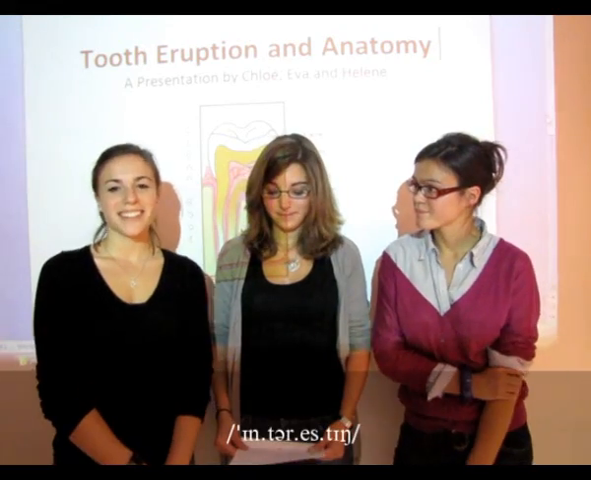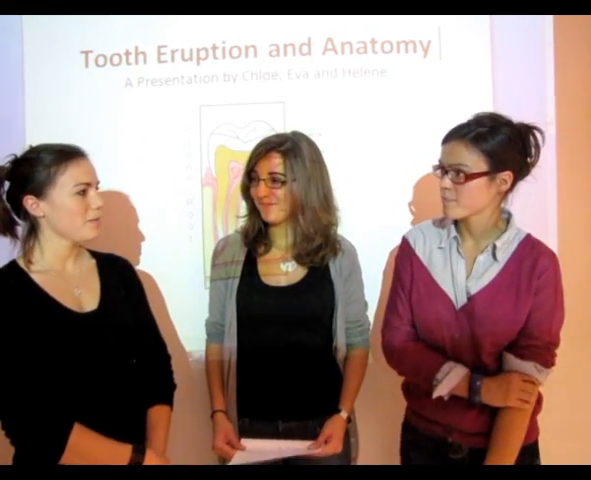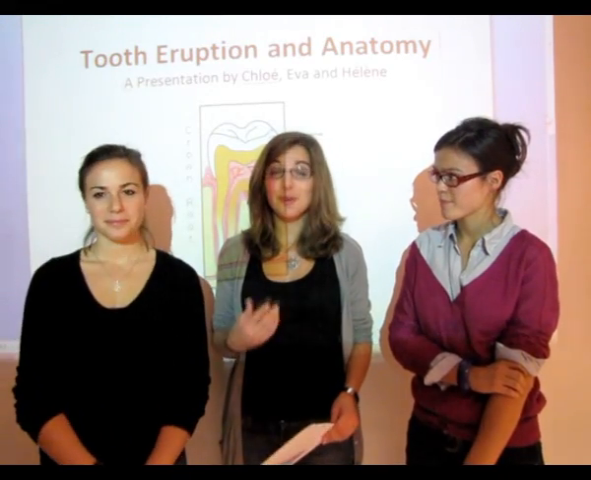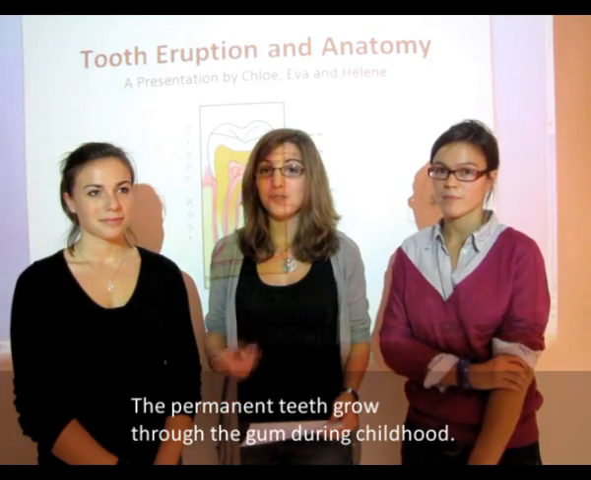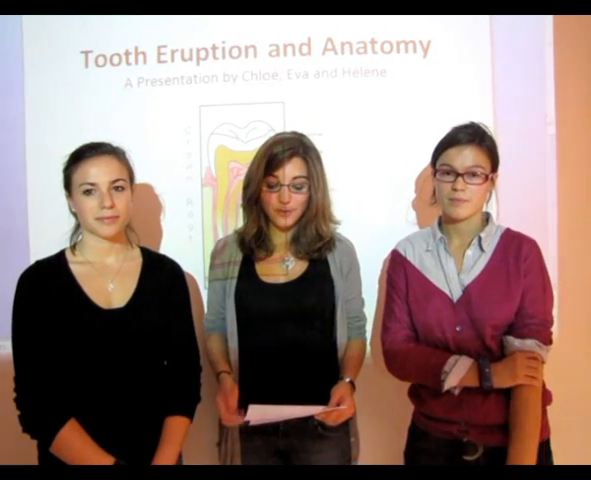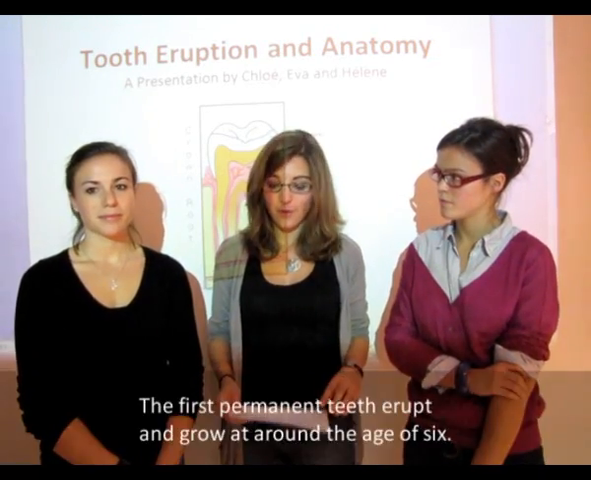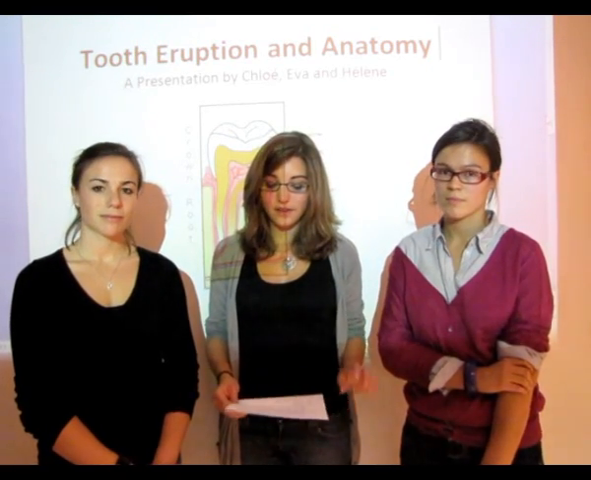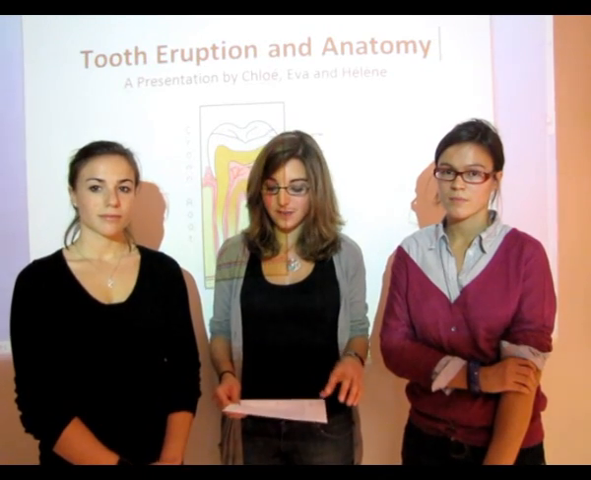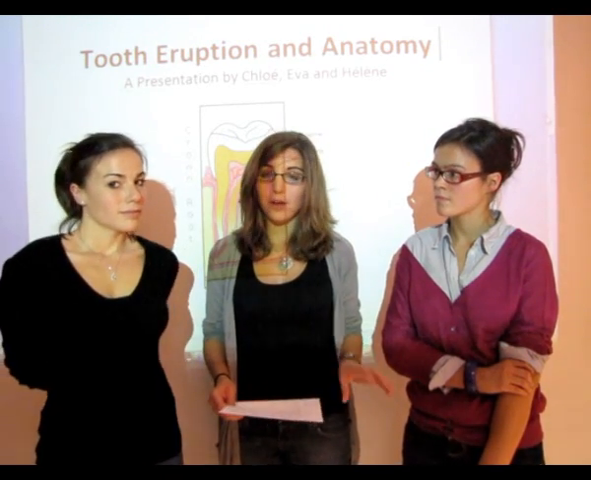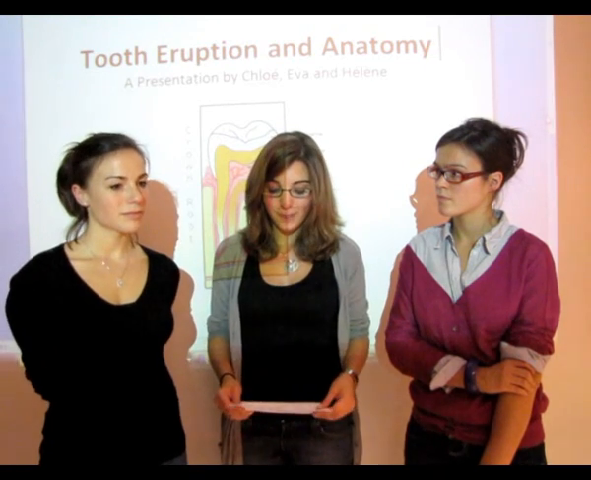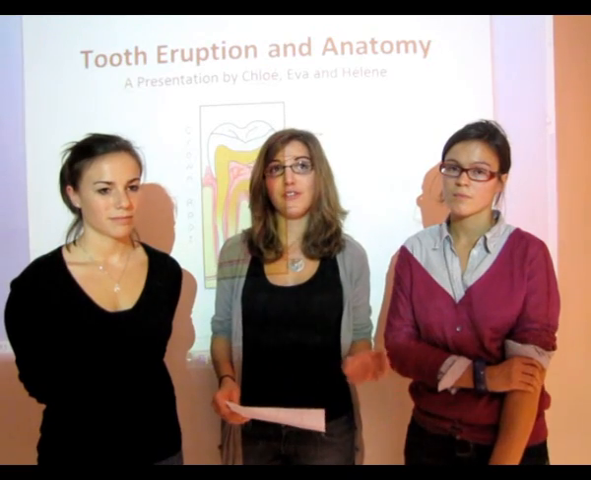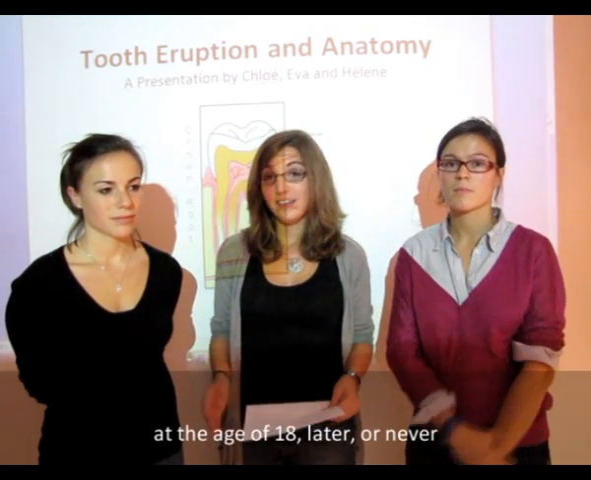That's very interesting. Now, Hélène, could you tell us more about the permanent teeth, please? Yes. The permanent teeth go through the gum during childhood. The first permanent teeth erupt at about 6 years old, and the other teeth continue this process, which is over at about 12 years old. But the wisdom teeth erupt at the age of 18, later or never.